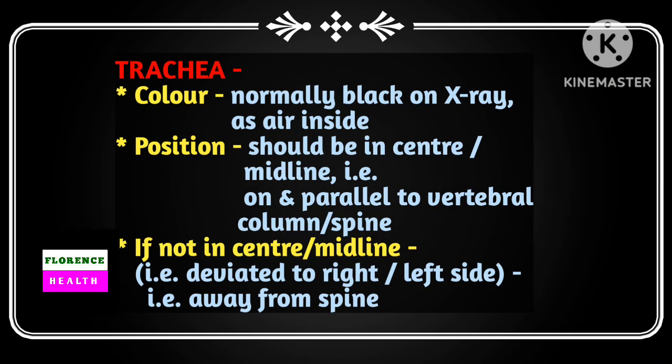Let's discuss tracheal position and its color. Normally trachea is black on X-ray as air is inside. Normally trachea is situated at center, that is at midline. In other words, it is on and parallel to vertebral column.